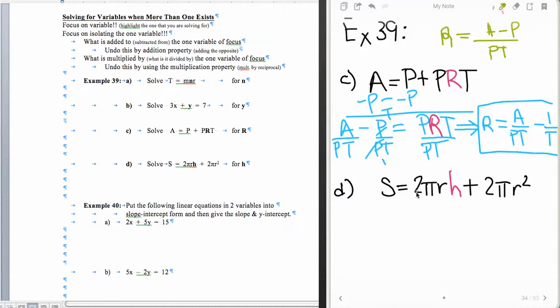In this one, again, we have multiplication by the H, and then we also have addition. It's the addition property that comes first. So we're going to want to undo this addition of 2 pi r squared. So I will add the opposite of 2 pi r squared to both sides. And then, once I do that, I have S minus 2 pi r squared on this left side. And that is equal to 2 pi r h.